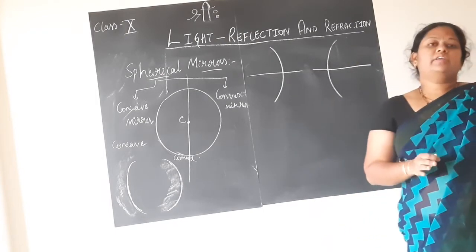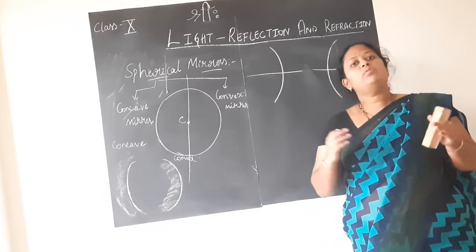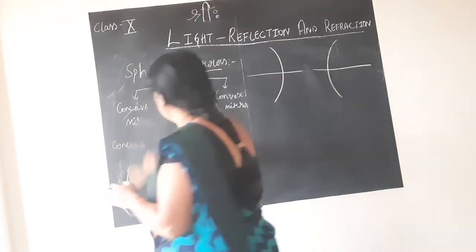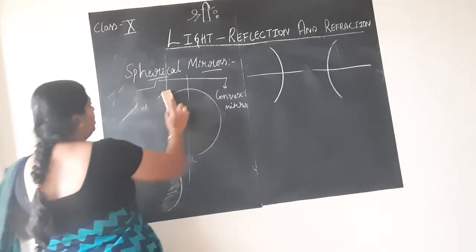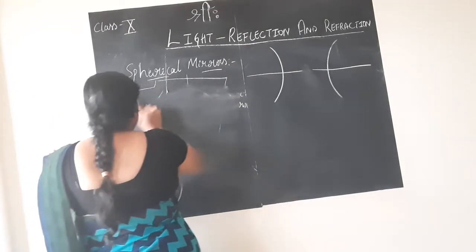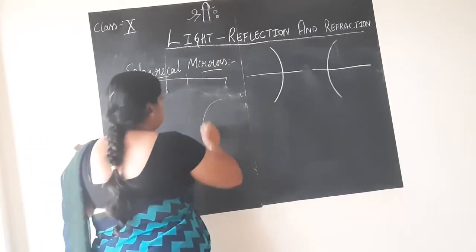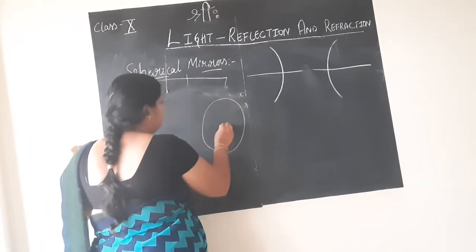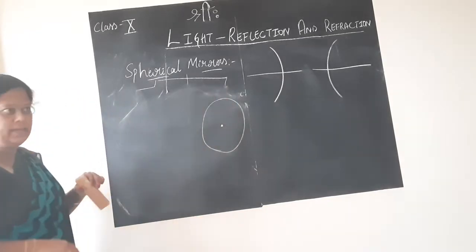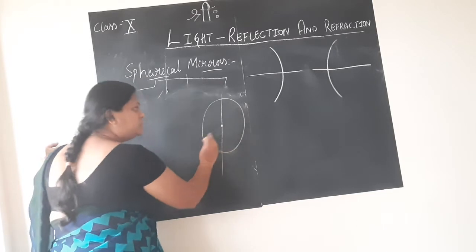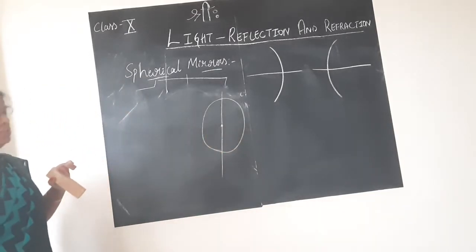Convex and concave mirrors, children, we will have to learn a few terms to label them. What are they to study that? Let me clean this part of the board for now. As I already said, the convex and concave mirrors are nothing but what we get by splitting the sphere into two equal halves, isn't it, children?